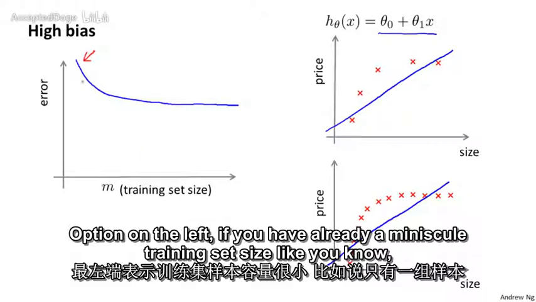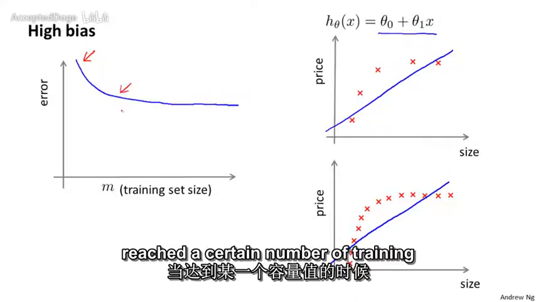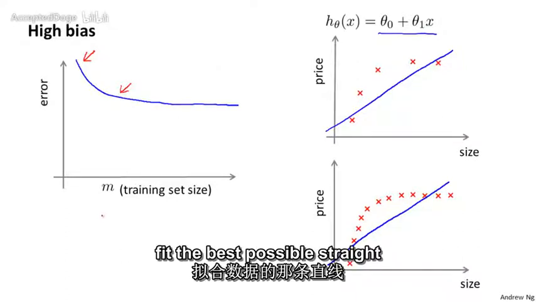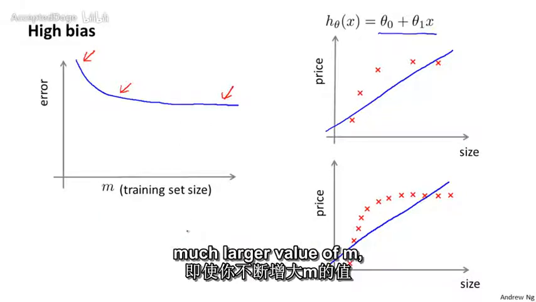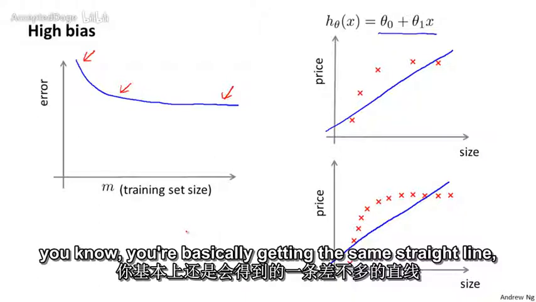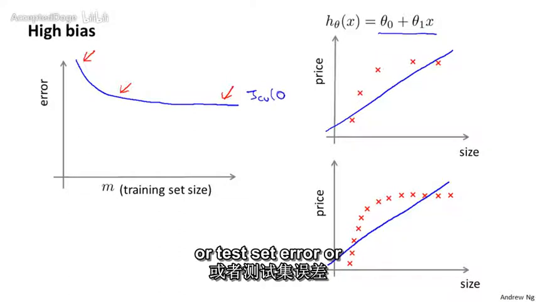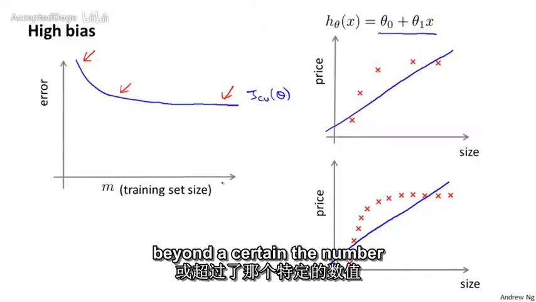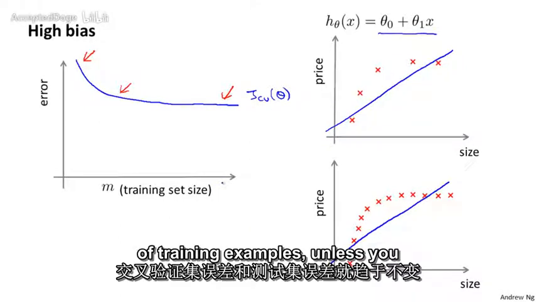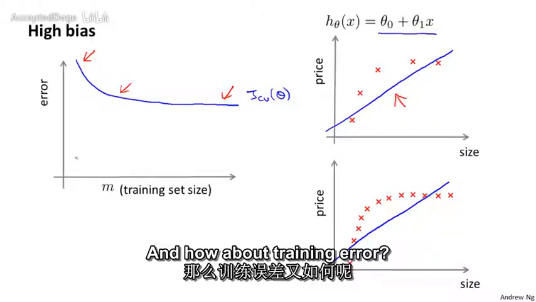Over here on the left, if you have a really minuscule training set size, like maybe just 1 training example, it's not going to do well. But by the time you've reached a certain number of training examples, you've almost fit the best possible straight line, and even if you end up with a much larger training set size, with a much larger value of m, you're basically getting the same straight line. And so the cross-validation error, or test set error, will plateau or flatten out pretty soon once you've reached beyond a certain number of training examples that lets you pretty much fit the best possible straight line. And how about training error?